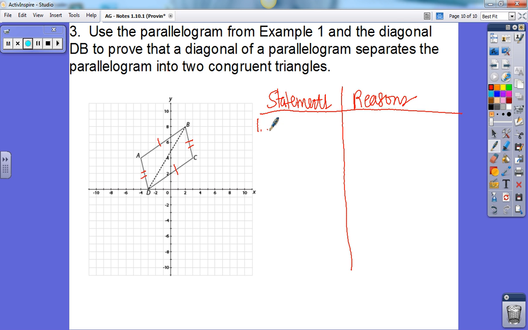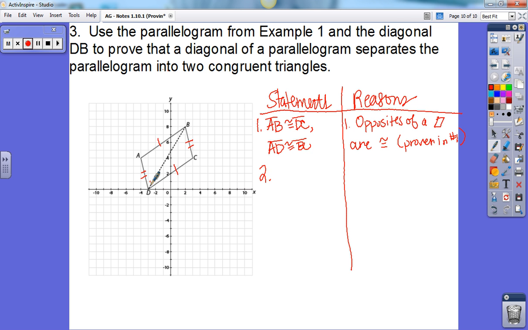I've got AB is congruent to DC, and I'm going to say AB is congruent to BC. I'm going to say opposite sides of a parallelogram are congruent, and I'm going to also put proven in number 1.